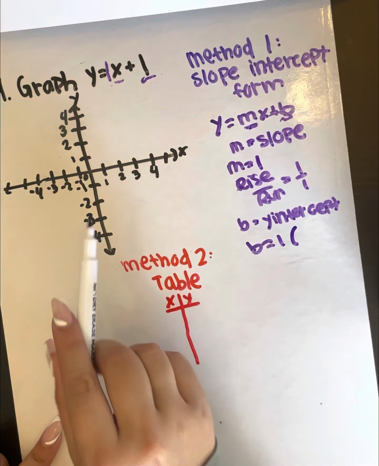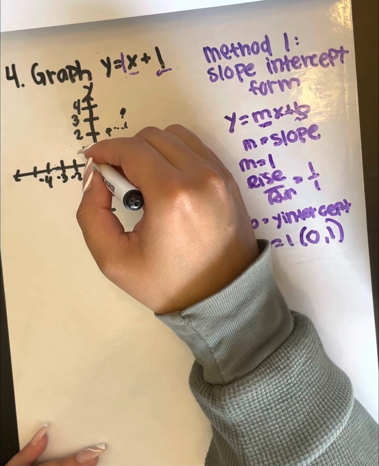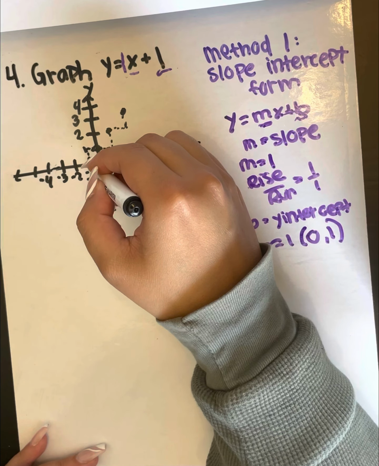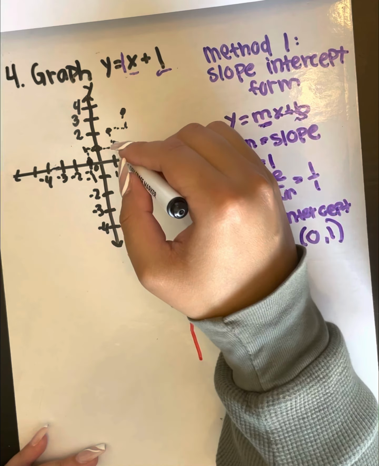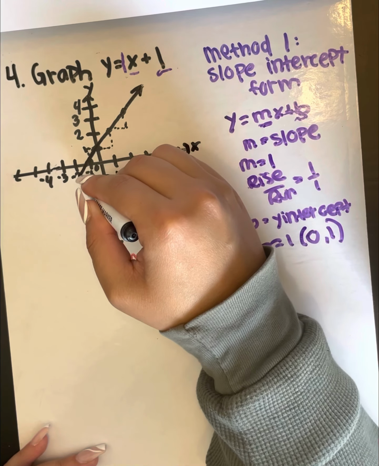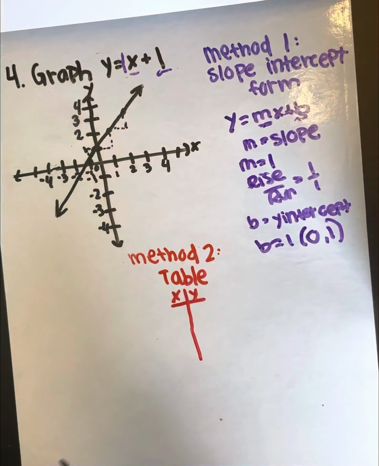So if we put a point, 0, 1 right there. And now we're going to rise 1 and run 1. So we're going to run 1, rise 1, run 1, and rise 1. And here we're going to run to the left 1 and down 1 and so on. So we could connect. And we see that this is a line and it's going to continue. So that's the first method.